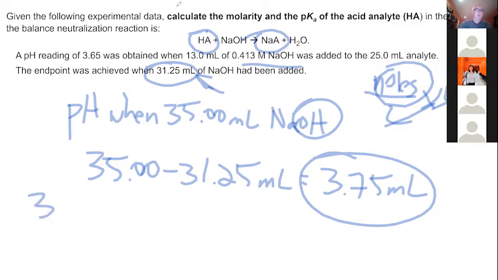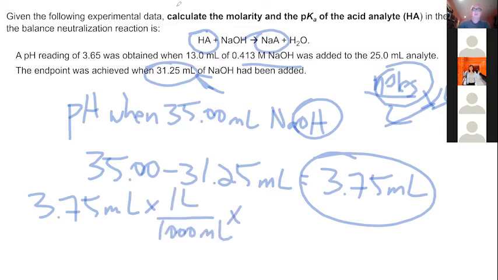So that's 3.75 mLs times 1 liter over 1,000 mLs times 0.413 moles per liter. That cancels my liters, that cancels my mLs, and that gives me moles of hydroxide.